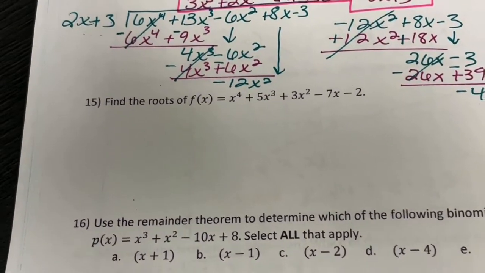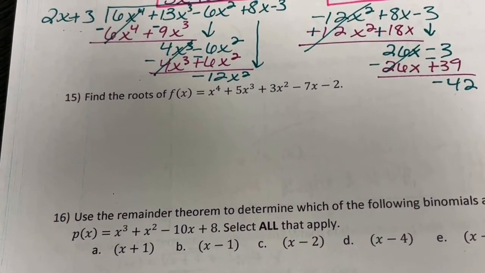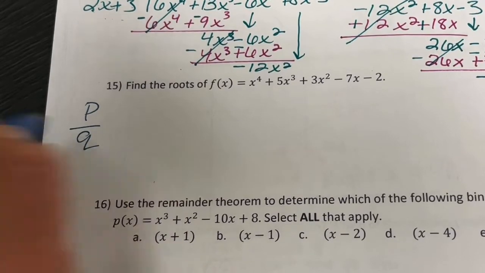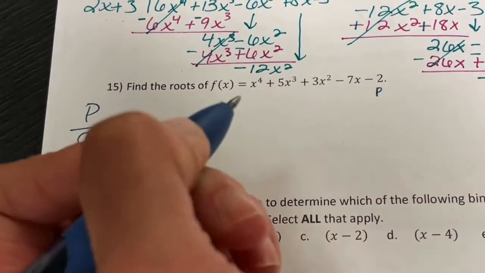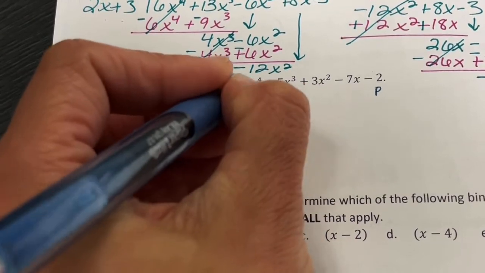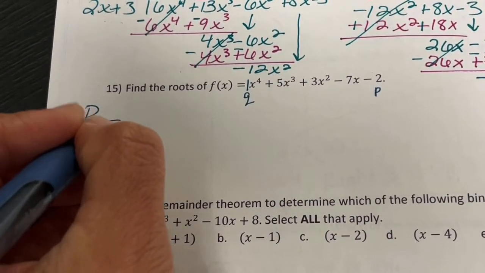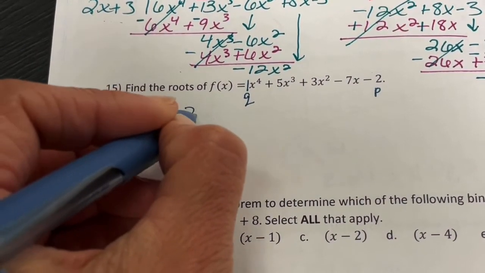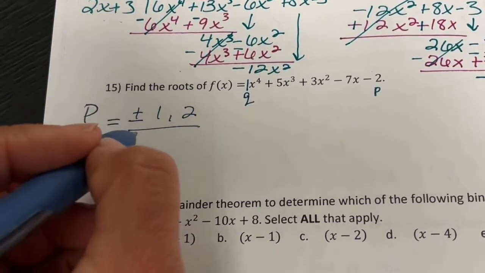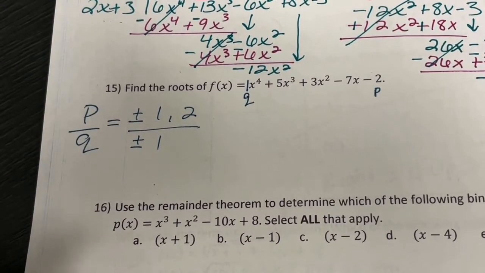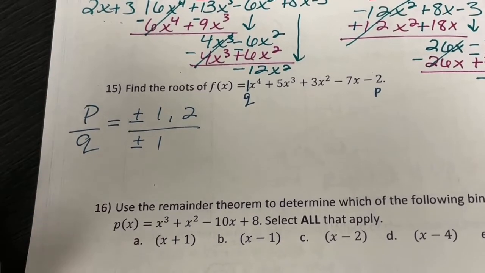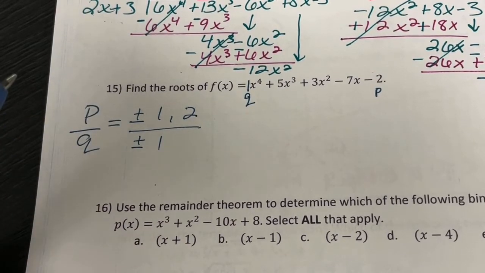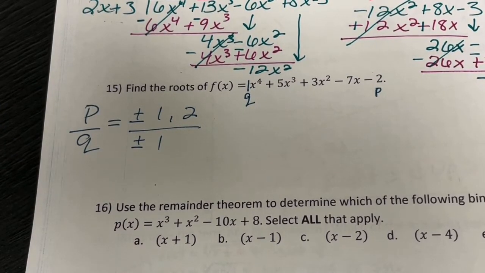Number 15, find the roots. This is where you do get to use synthetic division. So on this one, we have to find the P's over Q's. Remember, the P's are the factors of the constant, and the Q's are the factors of the leading coefficient. So my P is just a negative 2, so factors of negative 2 are just plus or minus 1 and 2. In the denominator, it's just a 1, which is just factors of 1. That's it. So I really don't have a denominator. So my 4 numbers to work with are 1, negative 1, 2, and negative 2, taking care of the plus or minus. So I need to use synthetic division.